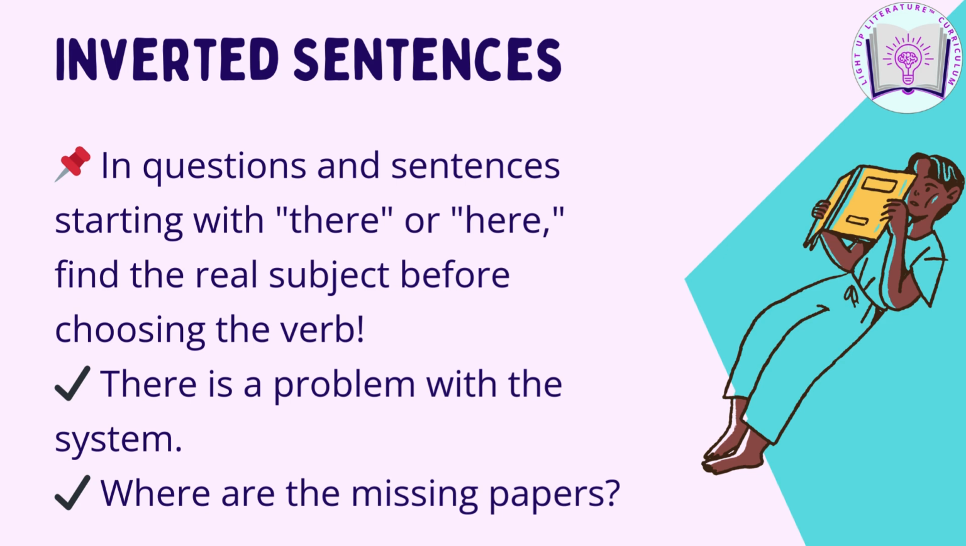Inverted sentences. This can be whether you have a question or whether they start with there or here. We have to look for the real subject. There is a problem with the system. So system is singular, so that's why we're going to use is for the singular verb. The system is a problem.